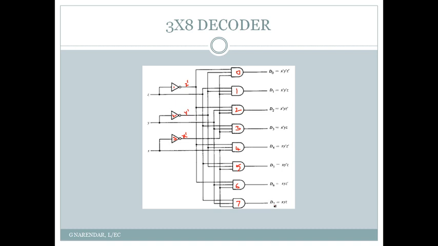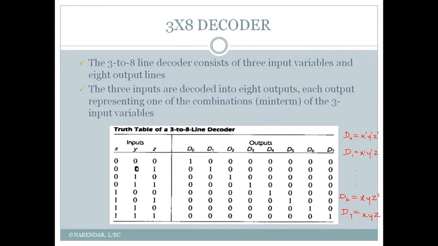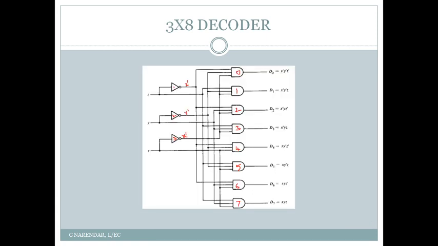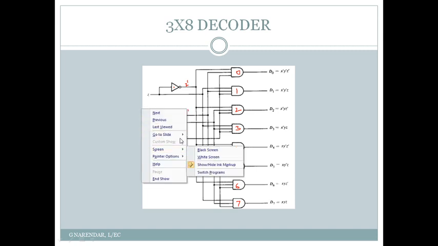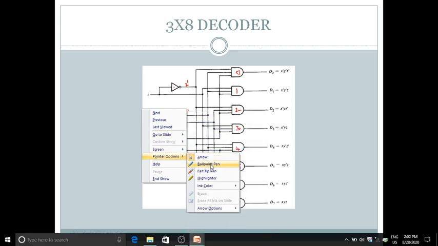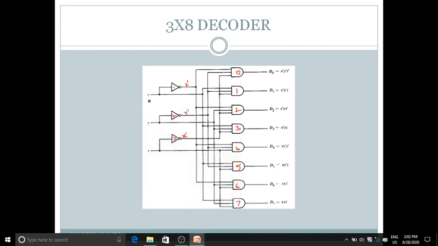And next, now let's verify the working of this 3/8 decoder. To verify the working of this 3/8 decoder, we will try to apply a few codes at the input of this decoder, that is on the input lines X, Y, Z.